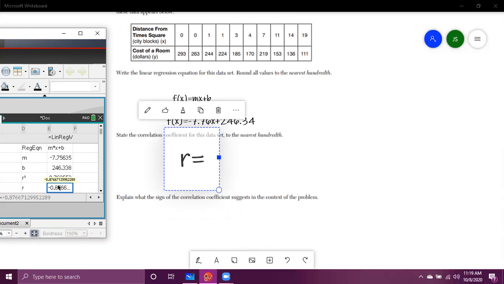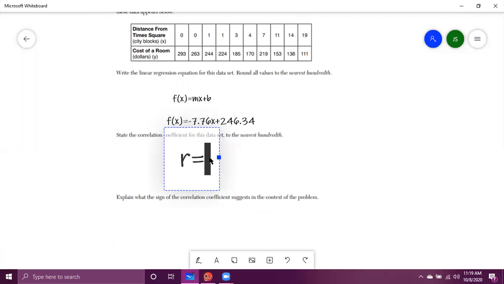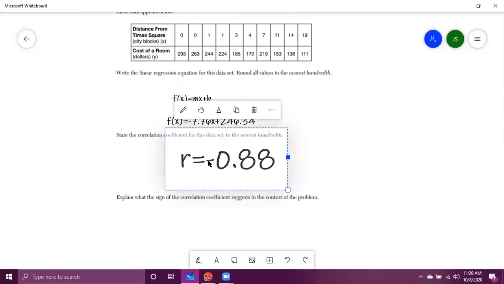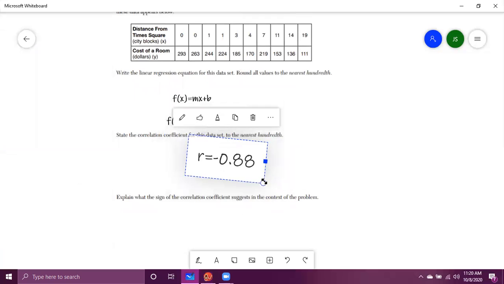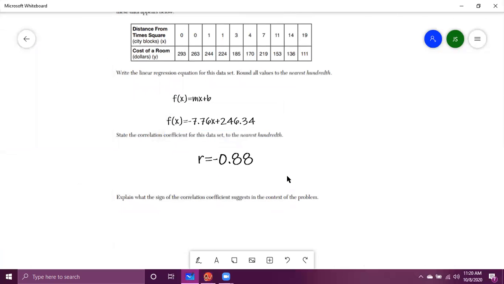So again, the hundreds place is a 7. I look at the number to the right of it, that's a 6. So it means I have to round up. So negative 0.88, because I have to round up. There we go. And I can see already that my correlation coefficient is negative. So it tells me that my line would show a negative slope.